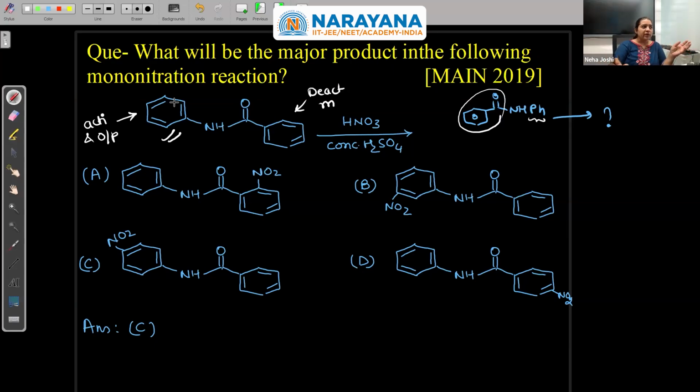Okay, so this ring will be attacked, ortho-para. So para is best. So C seems to be okay. Ortho, I don't even see the product. So C is correct. Clear? But this is a trick. Please don't fall for it.